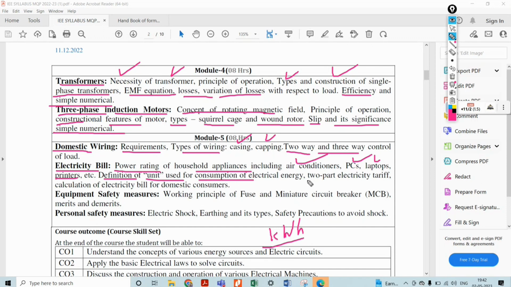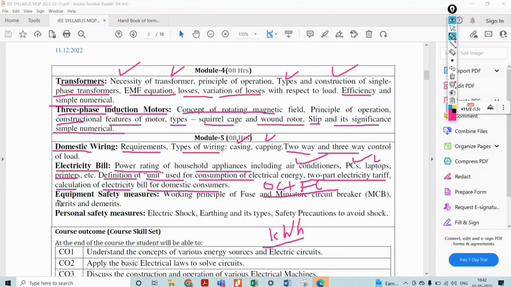Then tariff. Tariff is the rate at which the electrical energy is to be paid. Among that, you need to concentrate preferably on the two-part electricity tariff. It means one part has an operating cost and the other has a fixed cost. This itself is called a two-part tariff. Then the calculation of the electricity bill for a particular domestic consumer. You can concentrate on those numericals also.